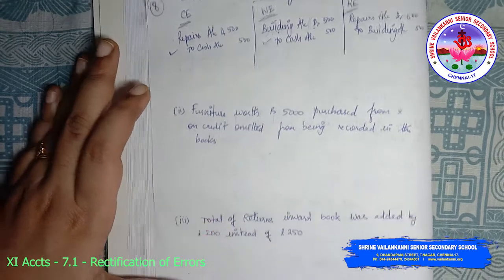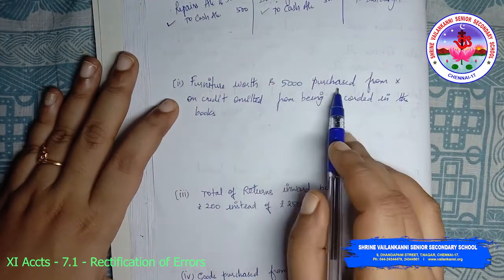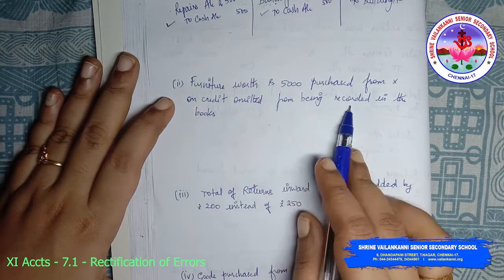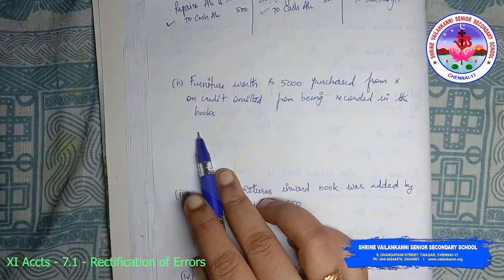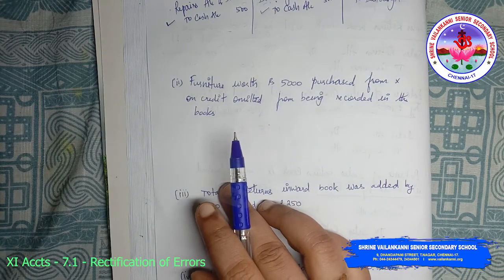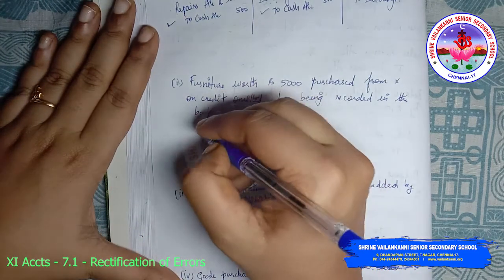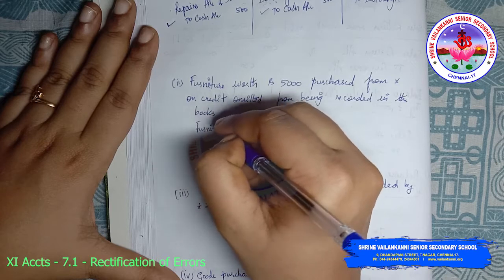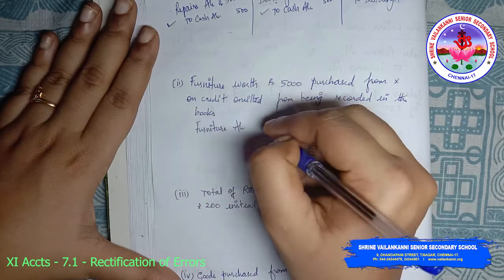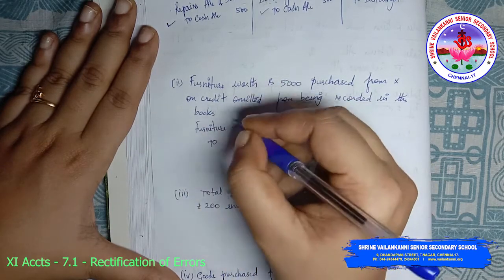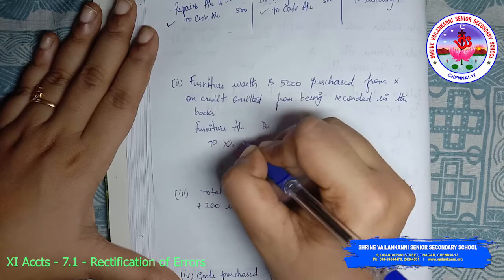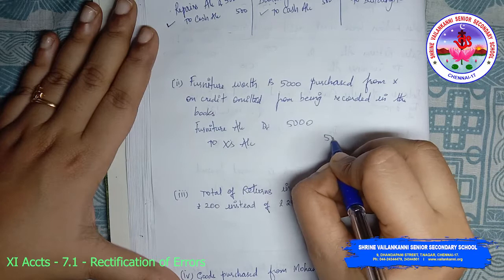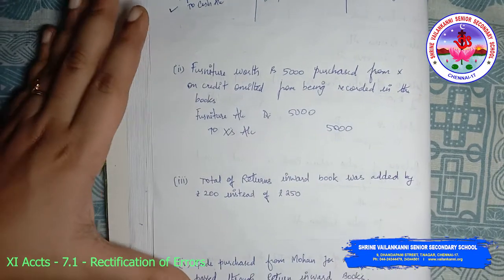The next one, furniture worth rupees 5,000 purchased from X on credit omitted for being recorded in the books. So this was omitted. Now you have to record. So what is the correct entry? Furniture account debit to X account, 5,000. Hope that this is clear.